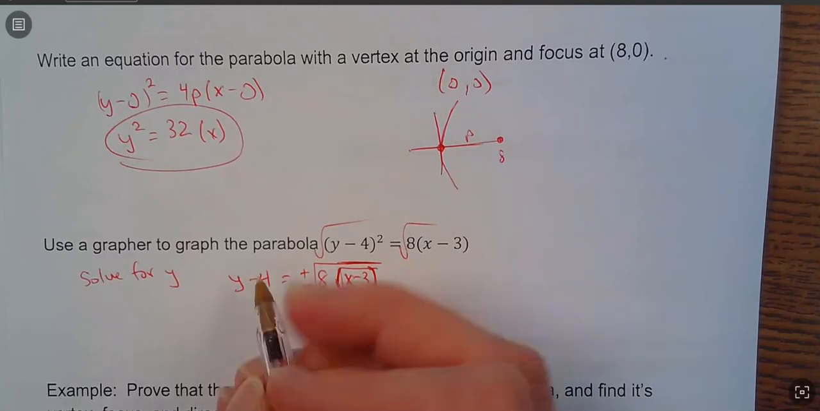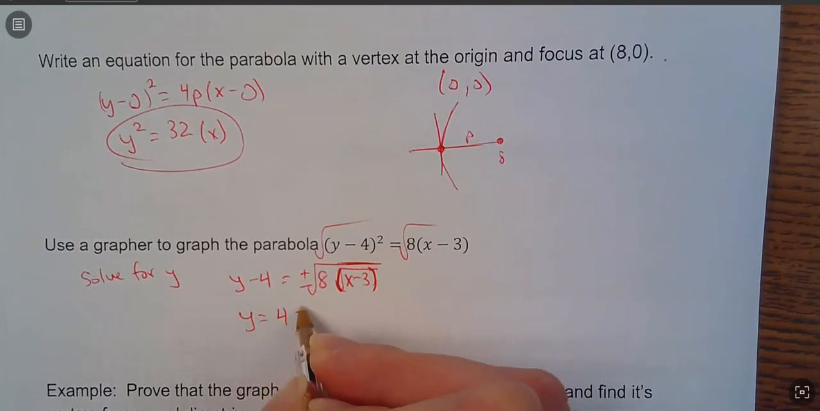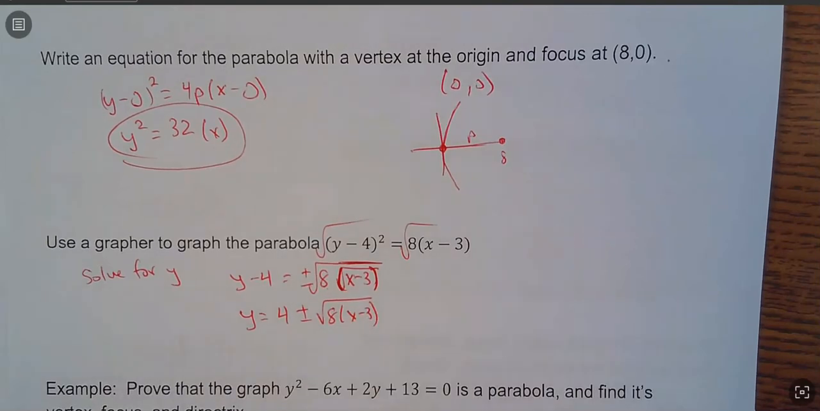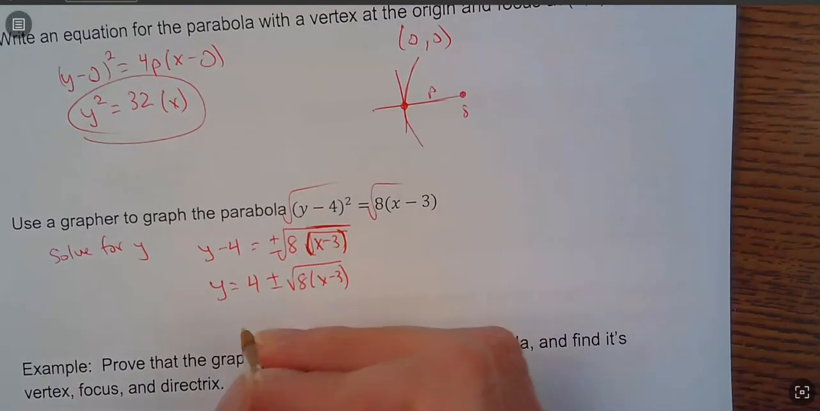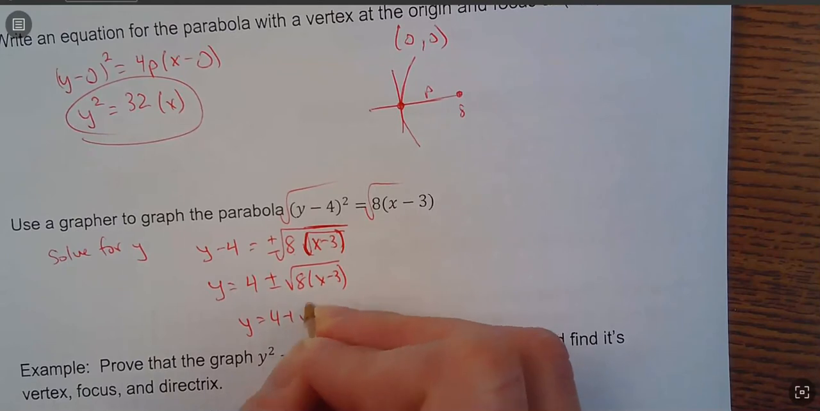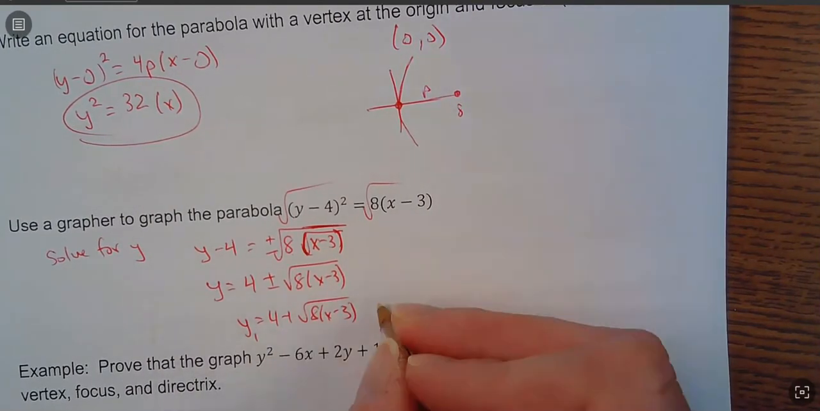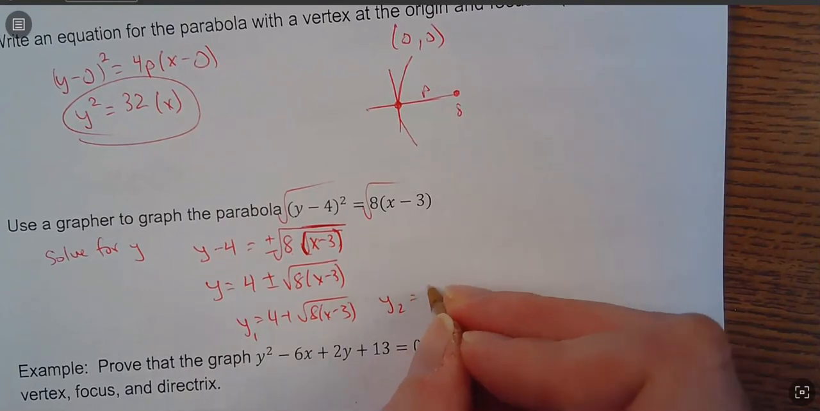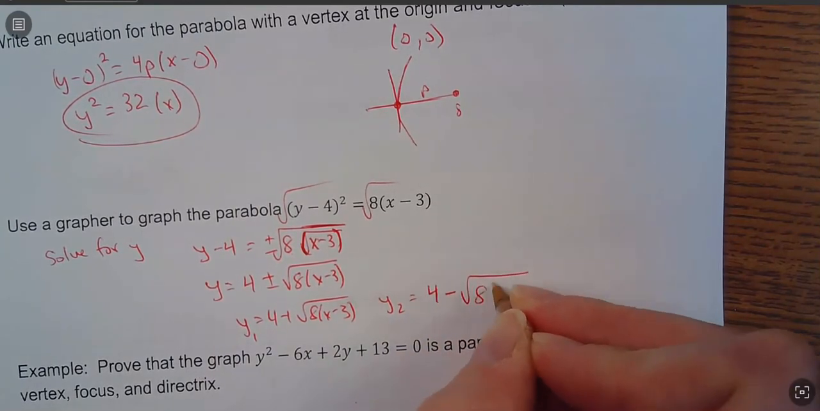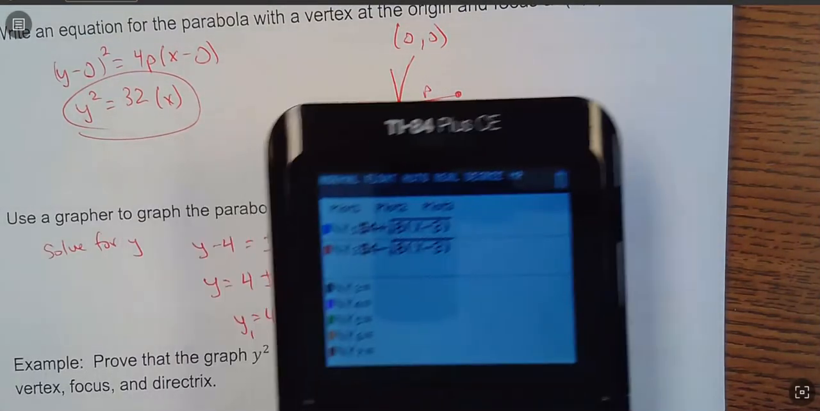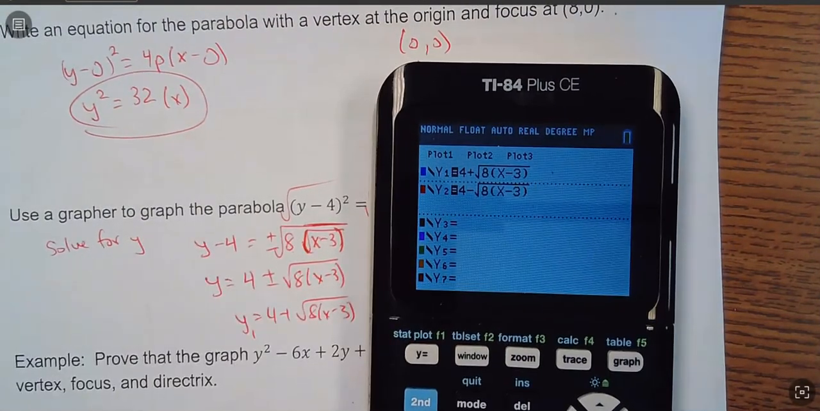And then I bring the 4 over. That'd be 4 plus or minus the square root of 8 times x minus 3. That's actually 2 different answers. So it'd be y equals 4 plus radical 8 times x minus 3 in y1, but then in y2, you'd want to graph 4 minus radical 8 times x minus 3. So you want to type them in 2 different ways.